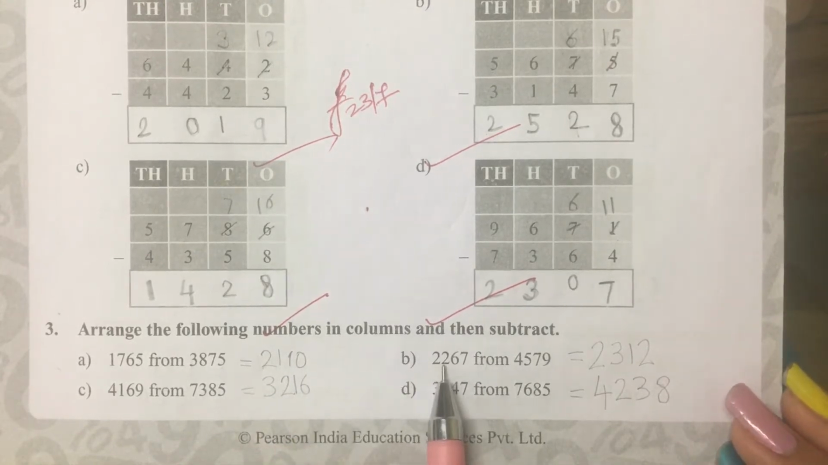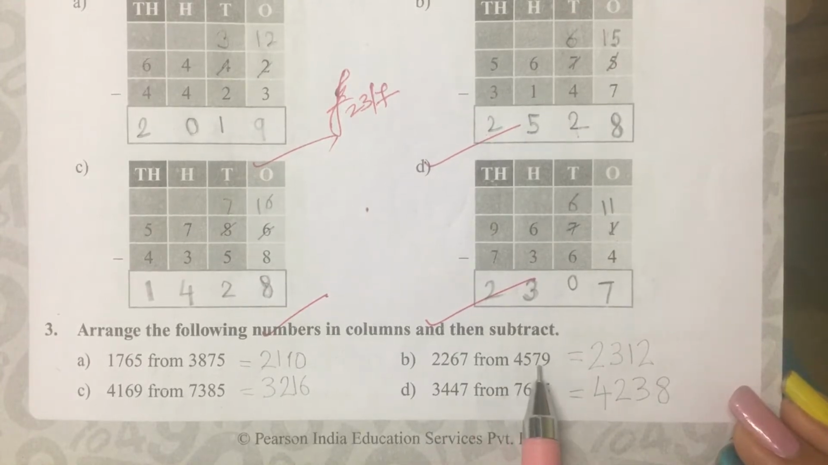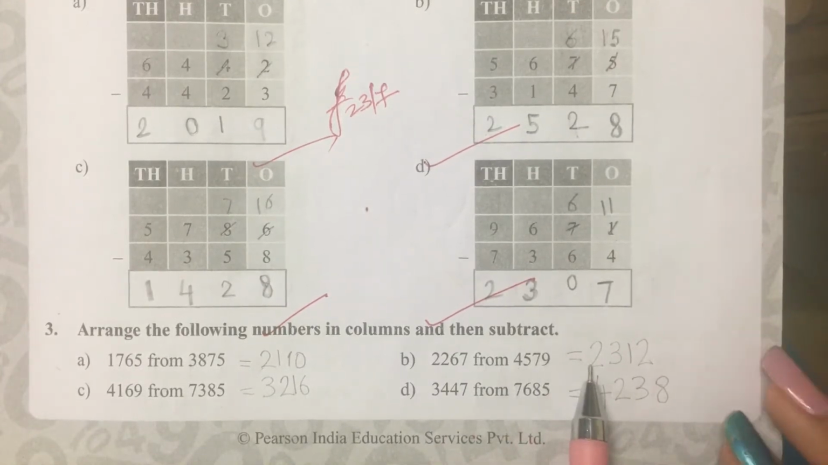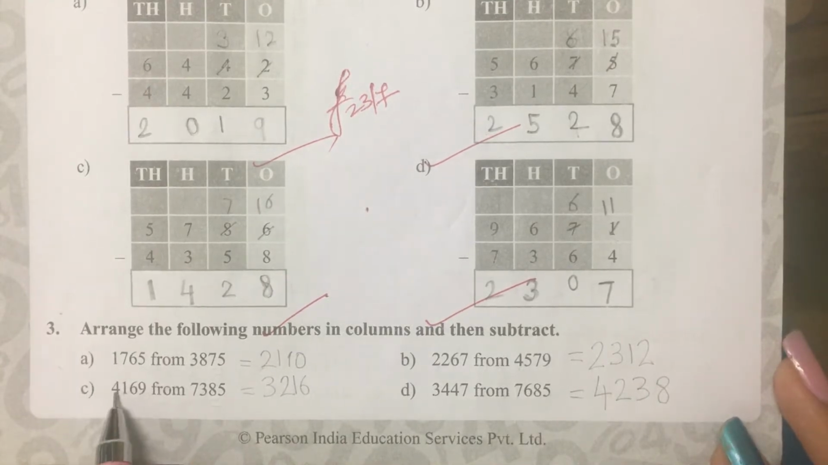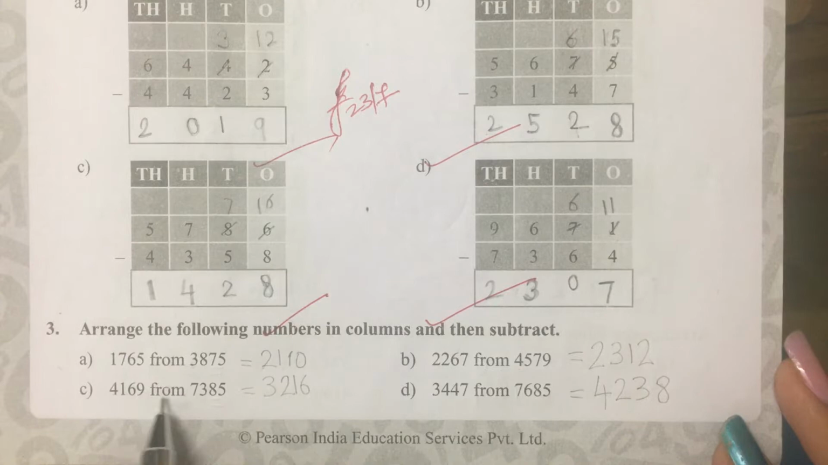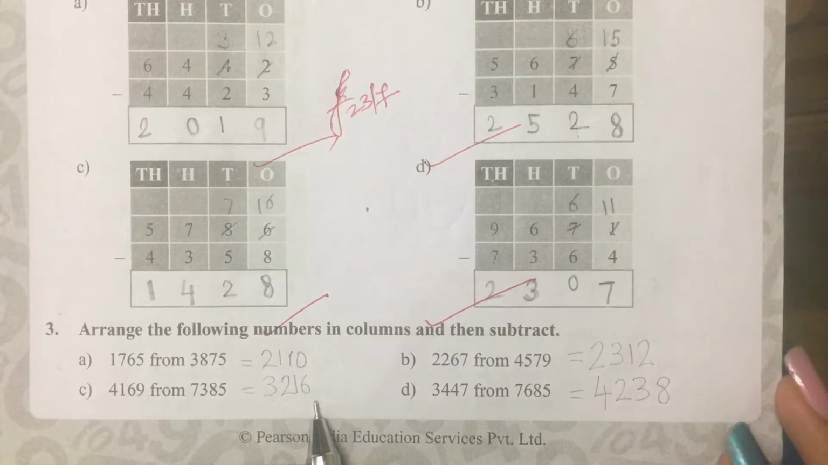B. 2,267 from 4,579. The answer will be 2,312. C. 4,169 from 7,385 and the answer is 3,216.